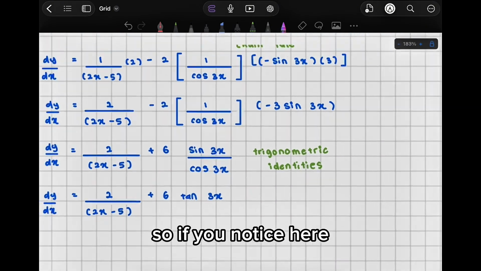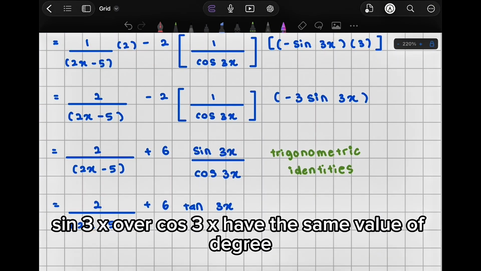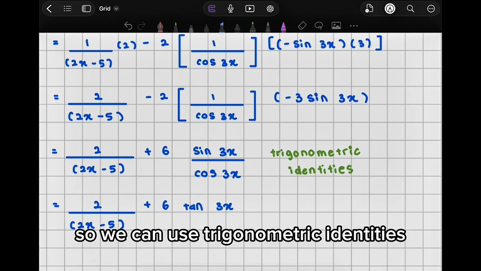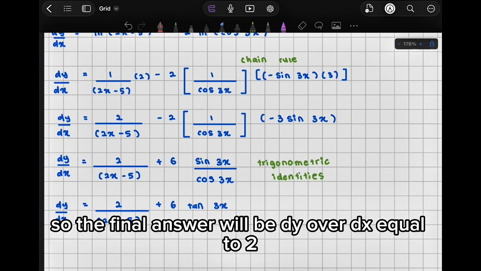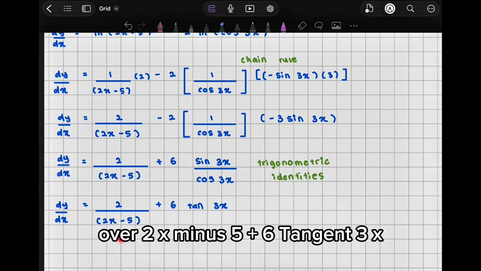So if you notice here, sin 3x over cos 3x have the same value of degree. So we can use trigonometric identities to get the simplest answer. So the final answer will be dy over dx equals 2 over (2x minus 5) plus 6 tan 3x.